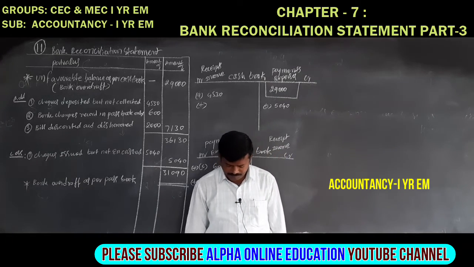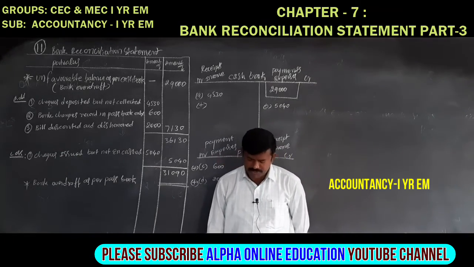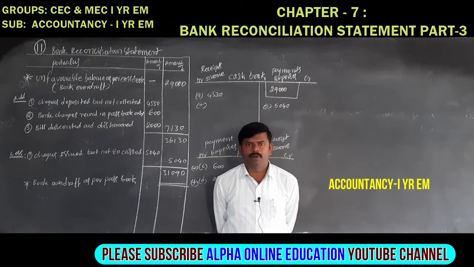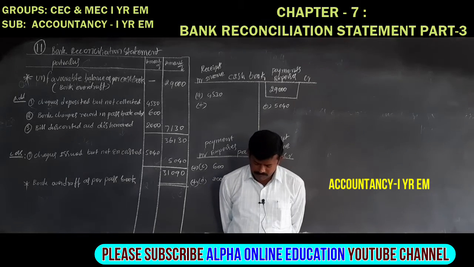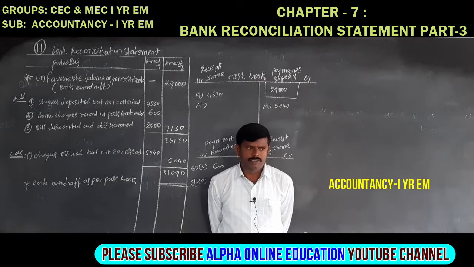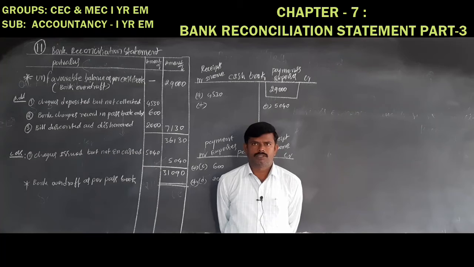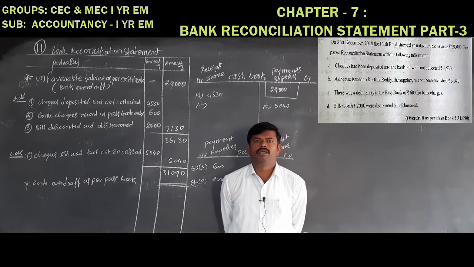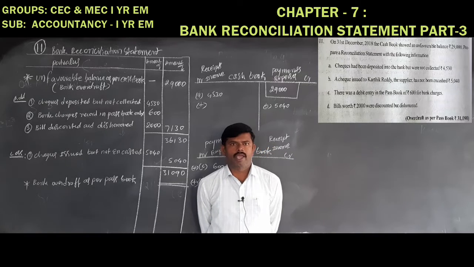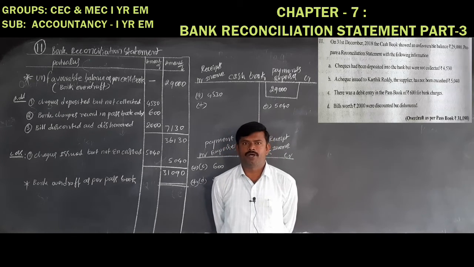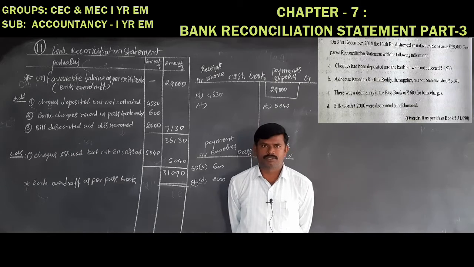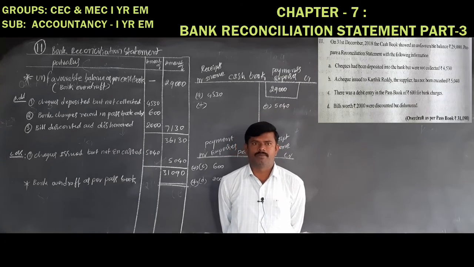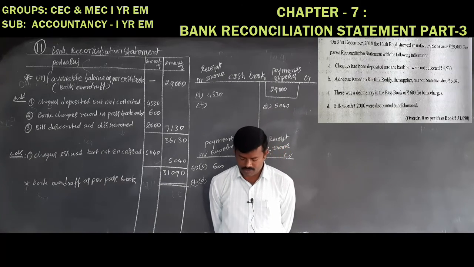Problem number 11. This is the overdraft problem, or unfavorable balance problem. It means the account holder owes money to the bank, that is, he is taking more cash from the bank than his deposits. It is called an overdraft, or a negative balance, from the point of view of the customer or account holder.